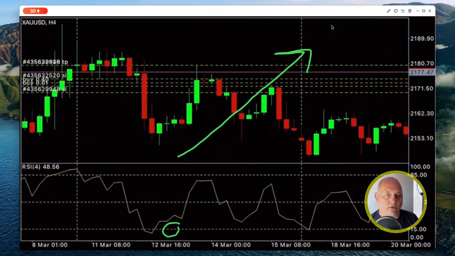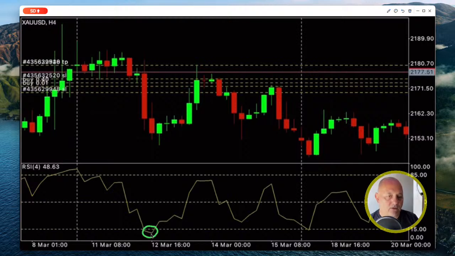Let's look at some other scenarios. Here it touched the bottom. It exceeded the bottom. It went down to like 10% instead of 15, because that line right there, that dashed line, is 15%. And then what did it do? It went to the other side. And so you would have entered right there. And what did it do? It went up.